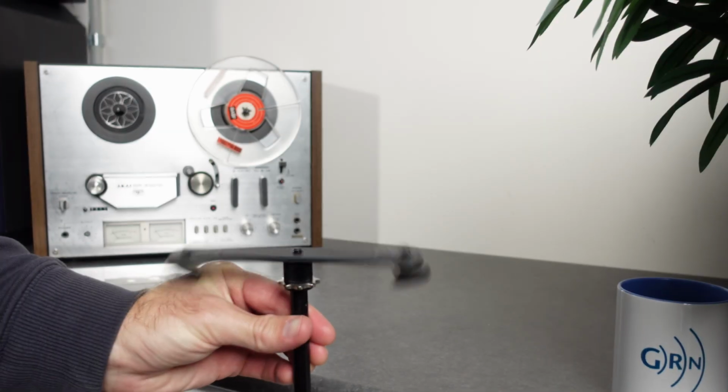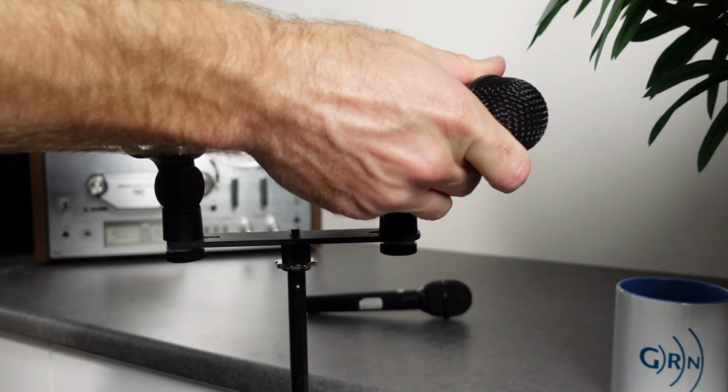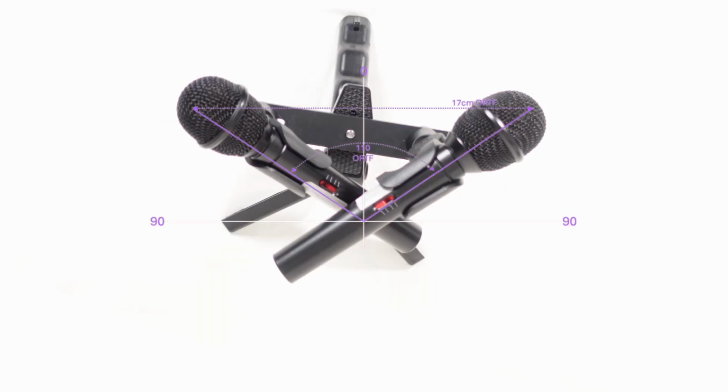One example of this is the ORTF technique. This technique utilises two cardioid microphones placed at 110 degrees to each other. The microphone capsules should be positioned 17 centimeters apart, facing away from each other.